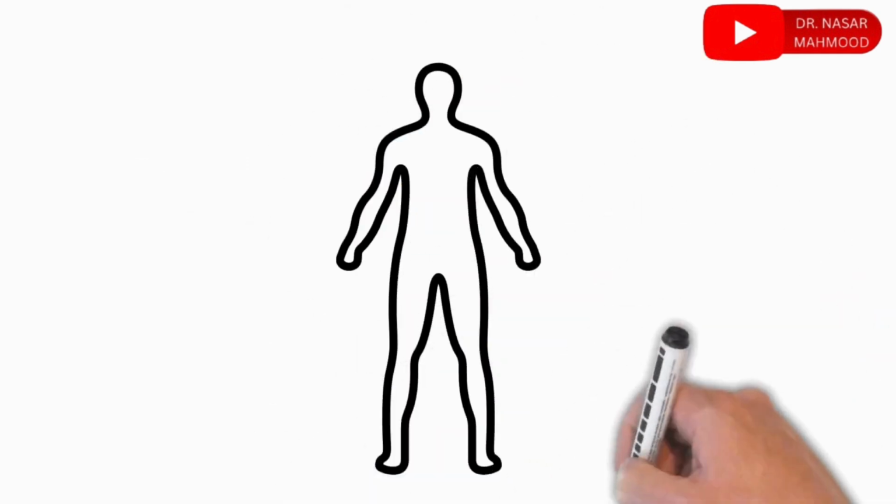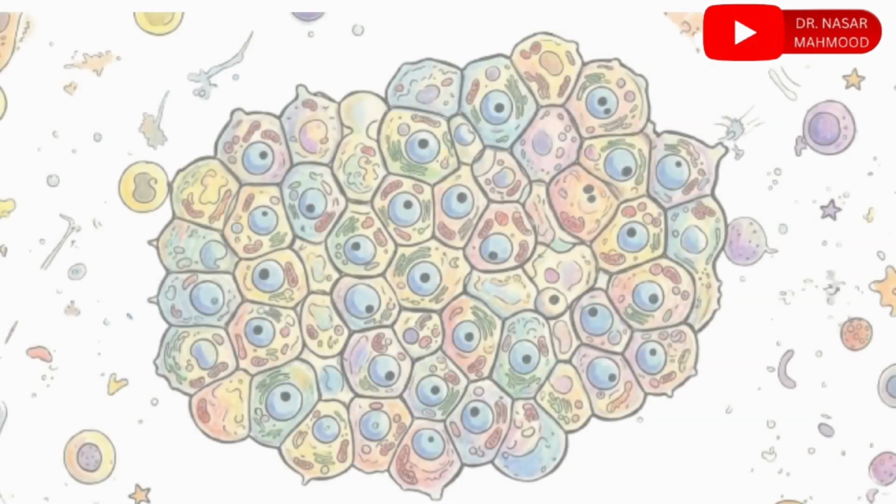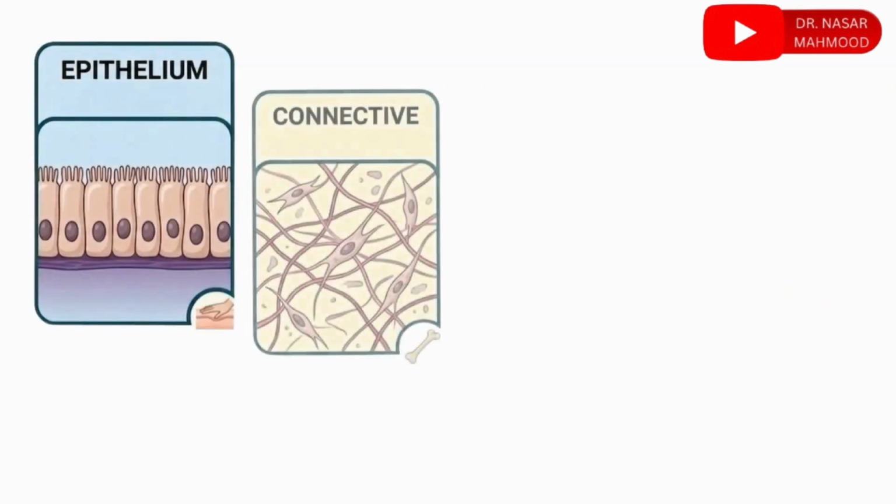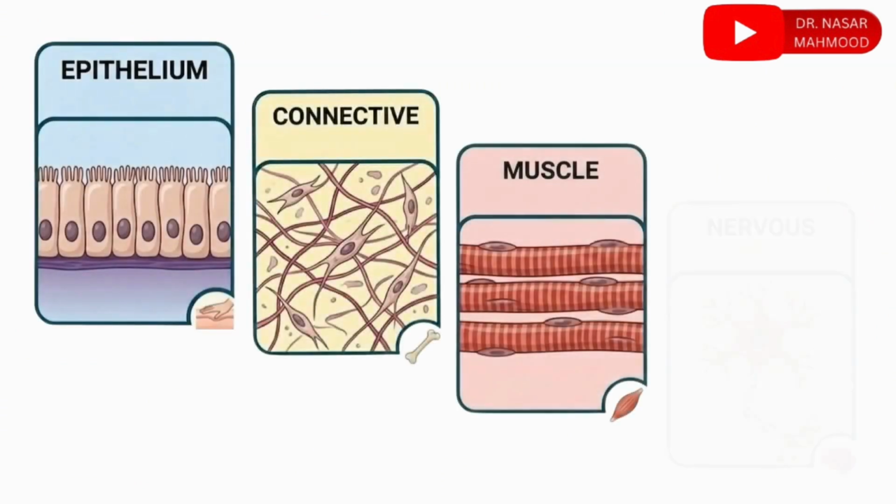Now let's start with the big picture. All tissues are groups of cells that work together to perform a specific function. Despite the complexity of the body, every tissue that you see fits into one of these 4 categories.